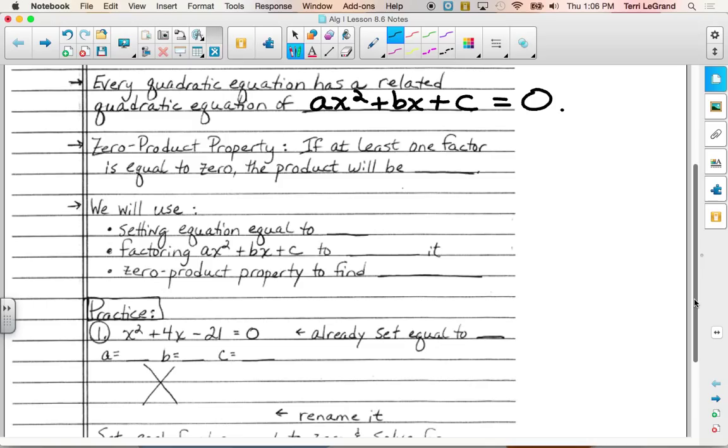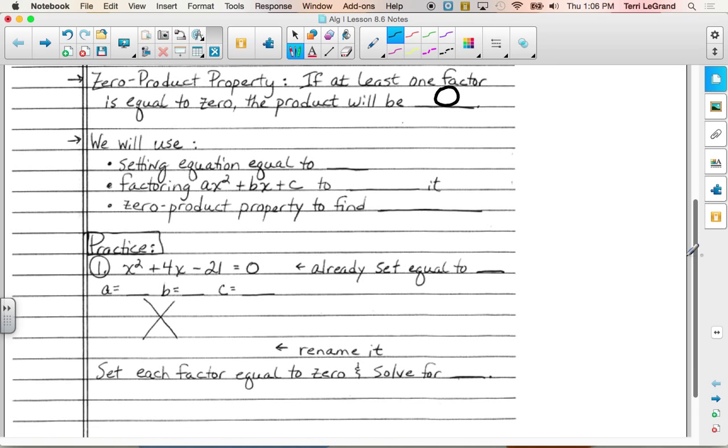So in other words, if at least one of the factors is 0, the product will always be 0. So we are going to use that if one of the factors, at least one of them, they both can be, if so be it, but if at least one of them is 0, then the product's going to be 0. So we'll use that to help us solve also. So here's what we're going to do. If the equation is not set equal to 0, we'll make sure we get it there.